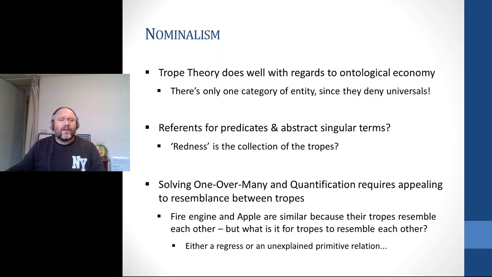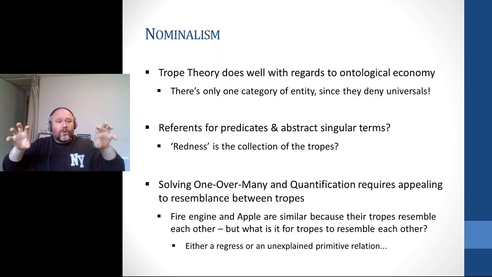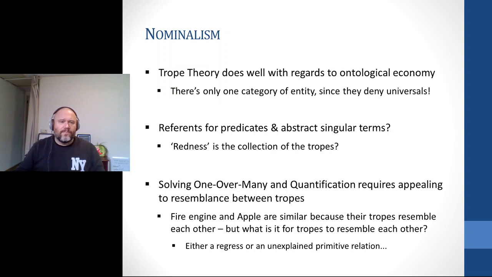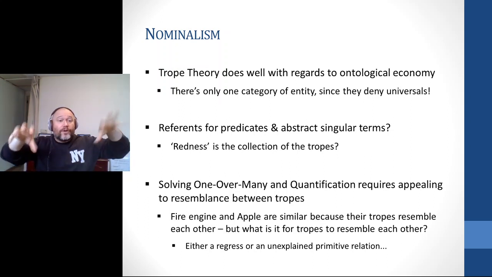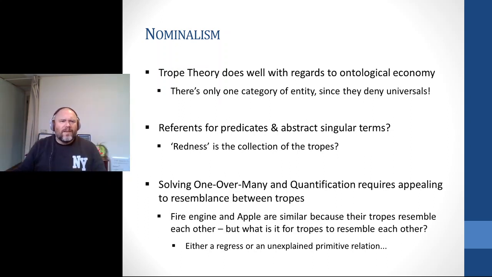Instead, what they have to say is that there's a resemblance between the fire engine's redness and the apple's redness. That is, these two tropes resemble each other. And so on for all of the other kind of red things. Each one will have a trope, and the reason they're all similar is because their tropes resemble each other. Now that should immediately set off some alarm bells, because we should wonder, well, cool, what is it for a trope to resemble another trope? What is it that explains the resemblance between tropes?